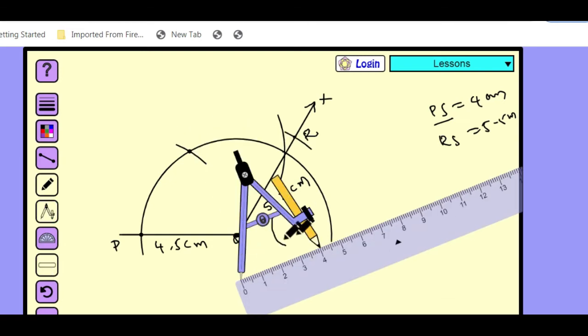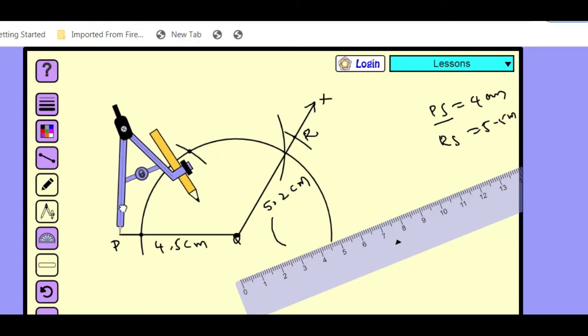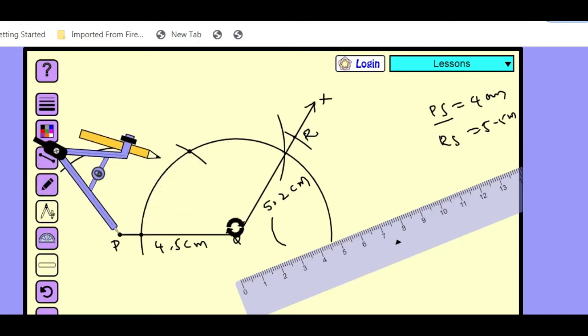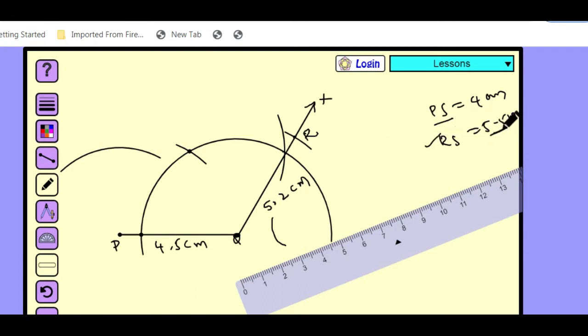Now you should take the compass length as 4 centimeters. Now with the center P, draw an arc. But here we don't have any point S. So to locate the exact point of S, we need to draw the R to S with 5.5. Now take the compass and take the radius as 5.5 centimeter with the help of ruler.